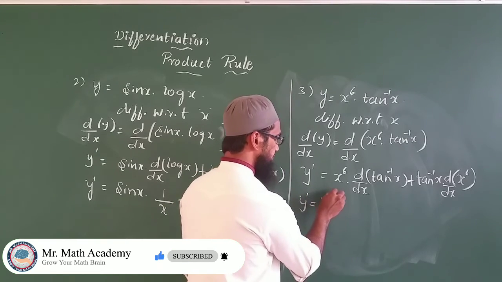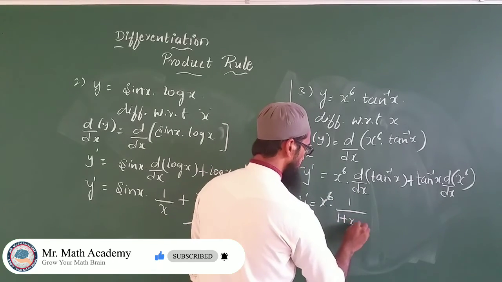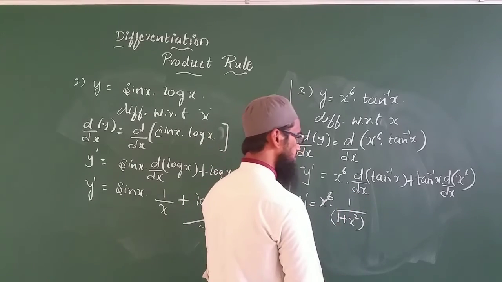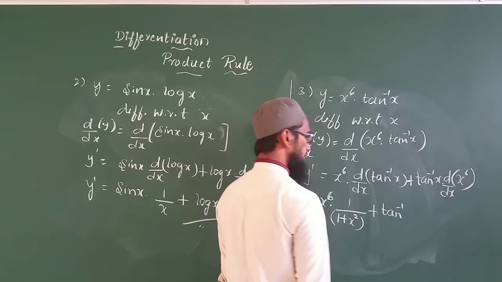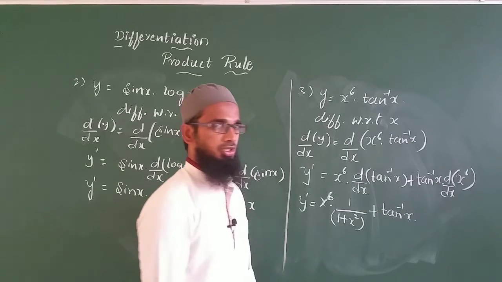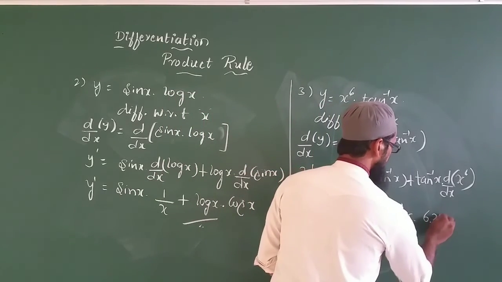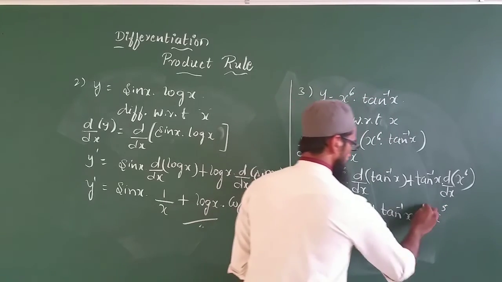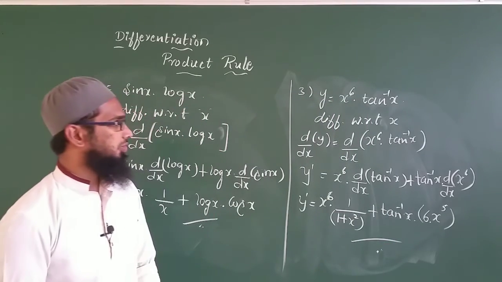Now this y dash is equal to x power 6 is there. We know that the d by dx of tan inverse x is 1 over 1 plus x square. Plus the tan inverse x we write as it is here. Now the d by dx of x power 6 is 6 into x power 5. Now this is the simplification of the given function here.